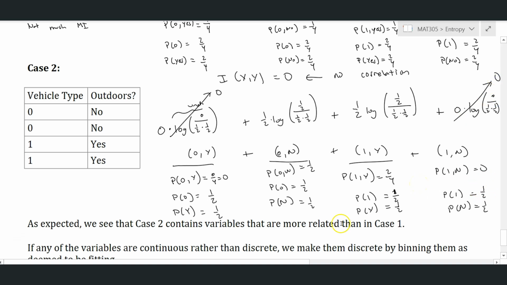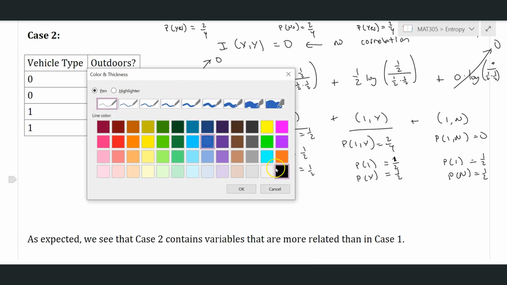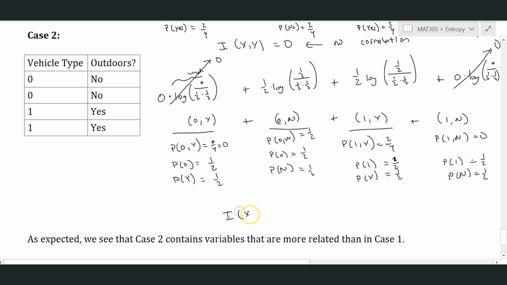So what do we get for mutual information here? Well, we just need to add up these two probabilities. We'll basically have two of these. They're the same. So we have log of 1/2 over 1/4. And we get a metric of 0.30. It is the approximate value that we get. So there is correlation between vehicle type and outdoors. Okay, now what does that metric mean?